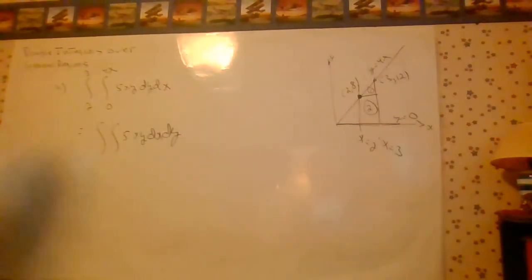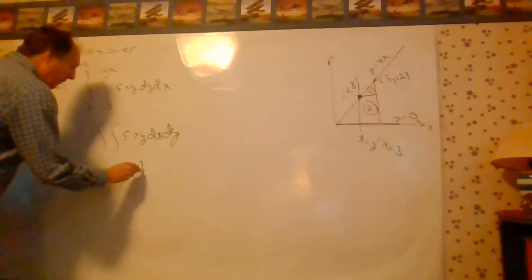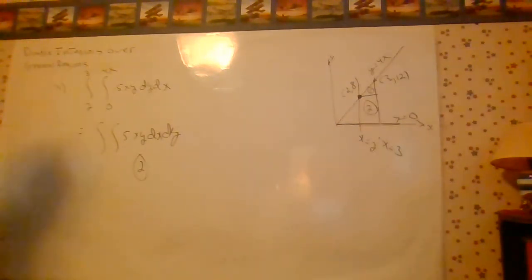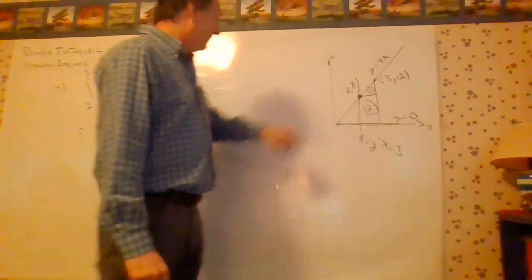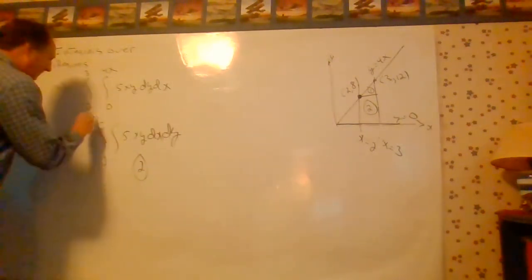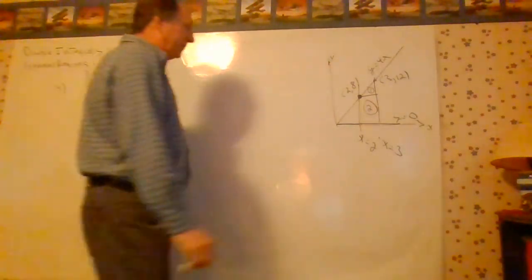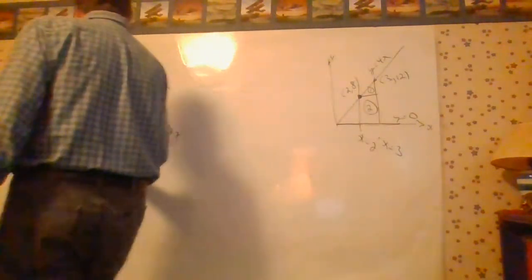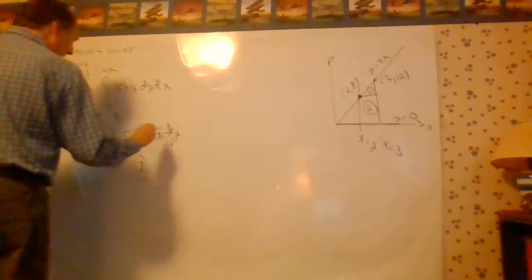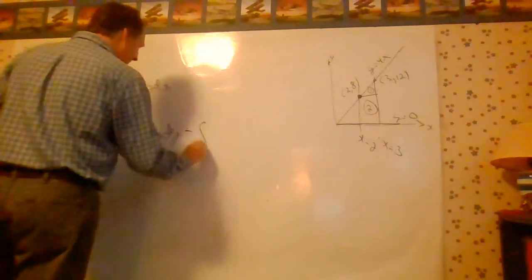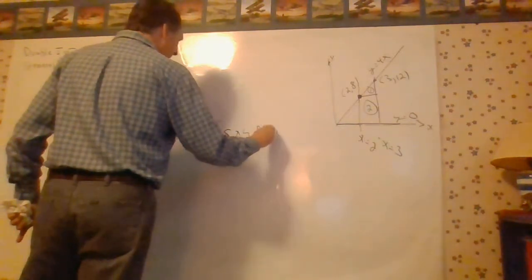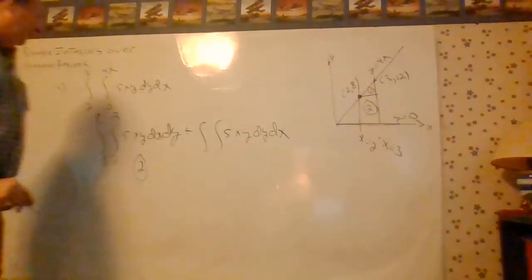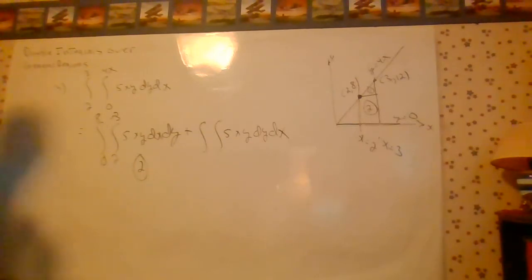You can set them up, doesn't matter which way you do it. I'll do region 2 first. It's a rectangular region. You can set up y first. Y is going to go from 0 to 8. Now then x is going to go from 2 to 3. Five xy dy dx. Okay.